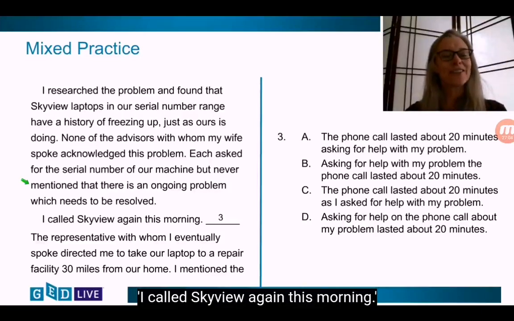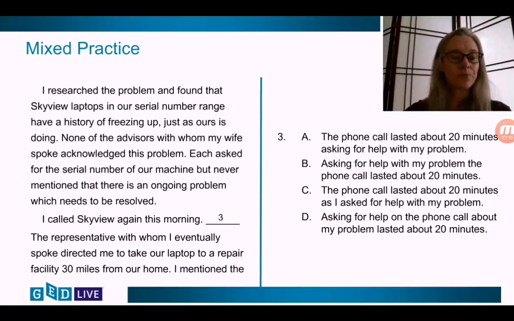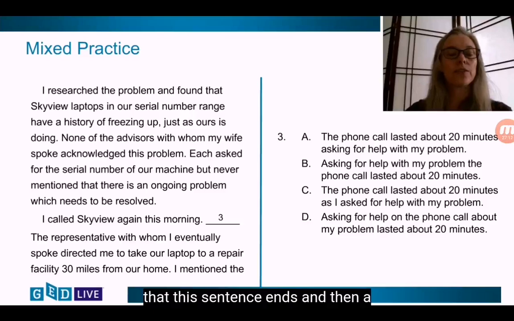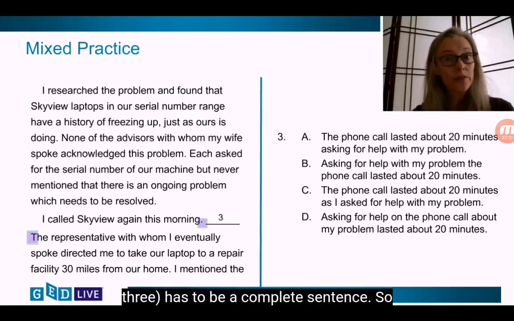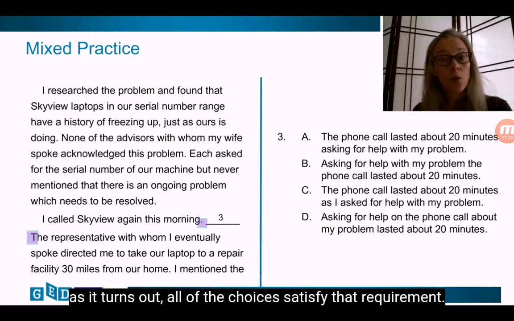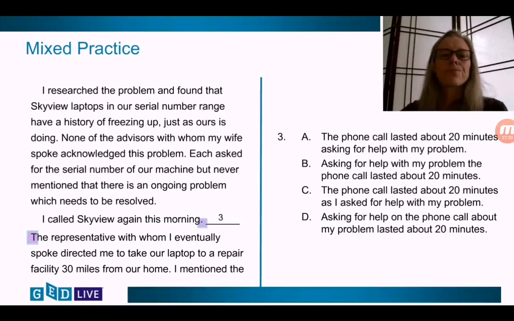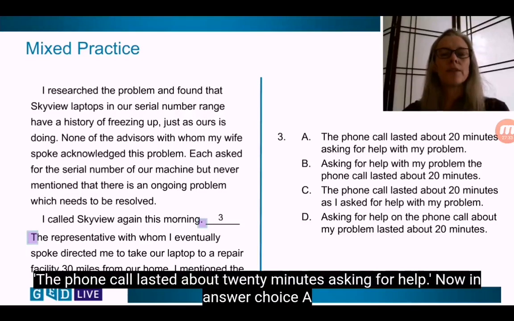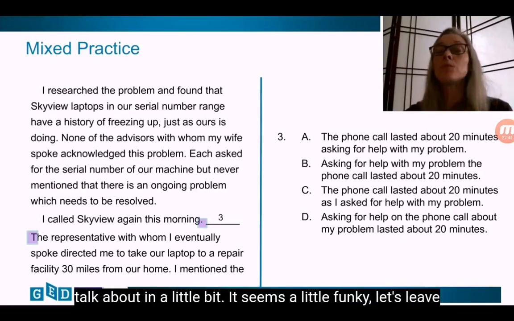I called Skyview again this morning. Now, notice that we have a couple of good clues here: the sentence ends, and then a new sentence begins here. So what goes into blank 3 has to be a complete sentence. As it turns out, all of the choices satisfy that requirement. So let's take a look at what we've got. The phone call lasted about 20 minutes, asking for help. Now, in answer choice A, we're actually looking at an issue that we're going to talk about in a little bit. It seems a little funky.